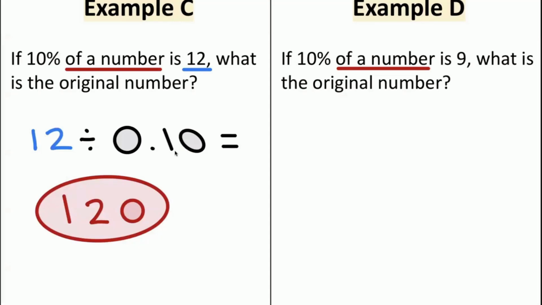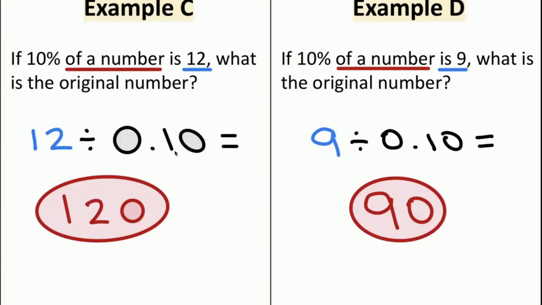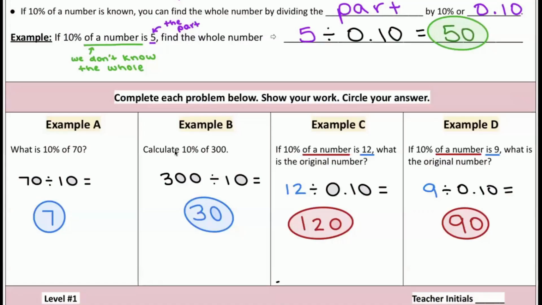In example D, 10% of a number is 9, so we'll do the same thing. 9 divided by 0.10 is 90. These examples will be really helpful for you today, so remember you can always refer back to your notes and these examples throughout our practice. Pause the video, check in with your teacher to get additional feedback. Come back to the video when you're ready for page 2.